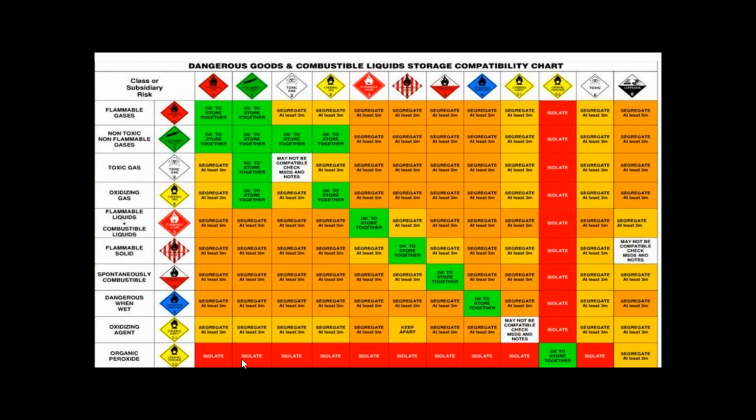Which is clearly indicated by the red color. So only one rectangle is there, that is 5.2. So organic peroxide can be stored with the 5.2 classification chemicals, but other chemical groups should be isolated from this organic peroxide.